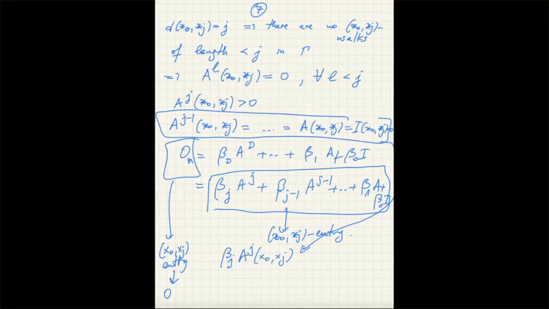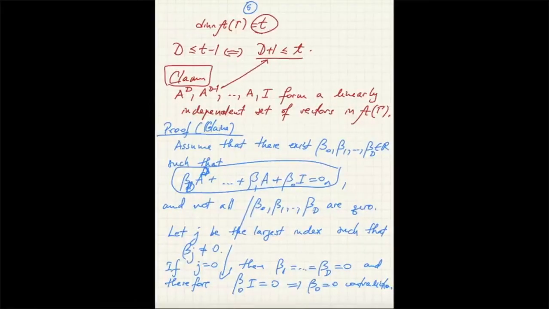But now what do we know about beta j? Beta j is non-zero and A^j at X0, Xj is positive. So this entry must be non-zero, but the one on the left is 0. So that gives us a contradiction. That proves that these matrices are linearly independent, and therefore the number of distinct eigenvalues is greater than or equal to d plus 1.